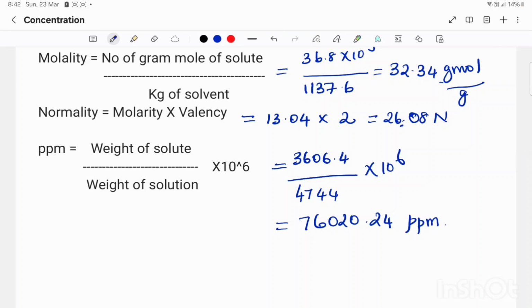So in this session we have discussed the basic concept of concentration, the various ways in which we can express concentration, and solved some simple problems based upon molarity, molality, normality and ppm.